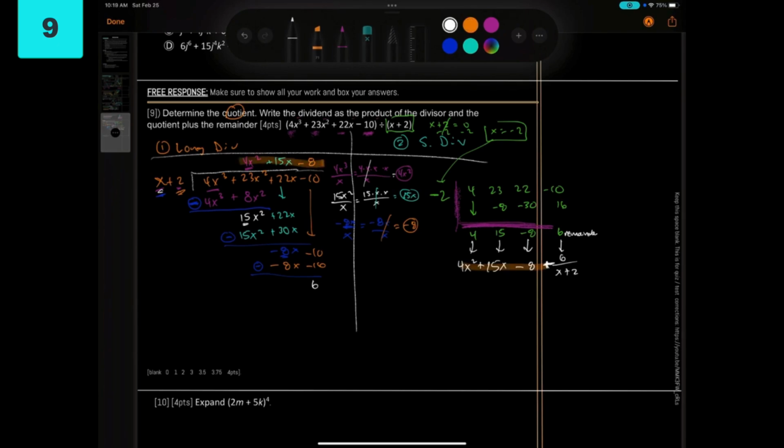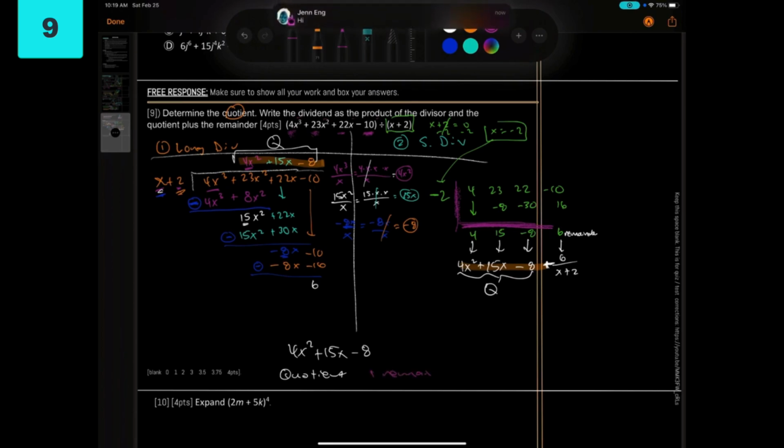So I'll just label the parts. So we need the quotient. The quotient is here and up here. So 4x squared plus 15x minus 8. Next, we need the plus the remainder. So that would be that second part.